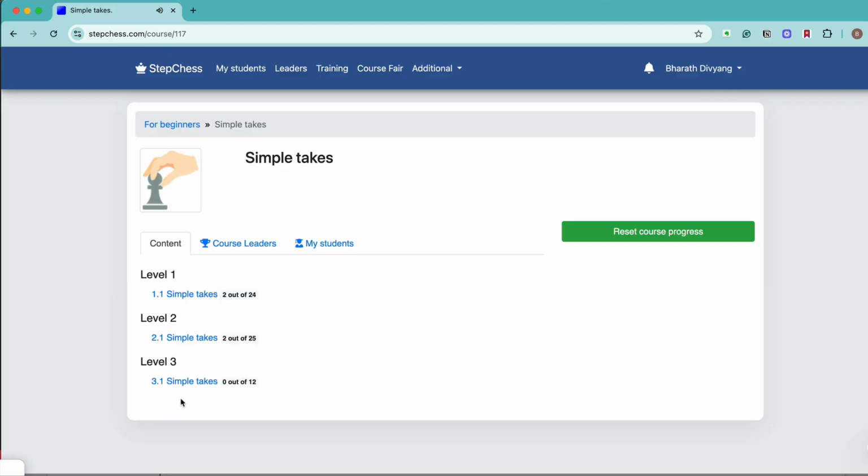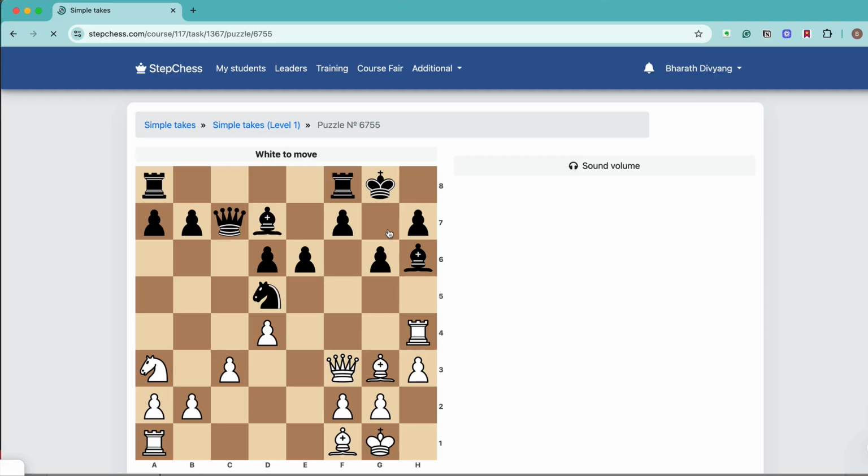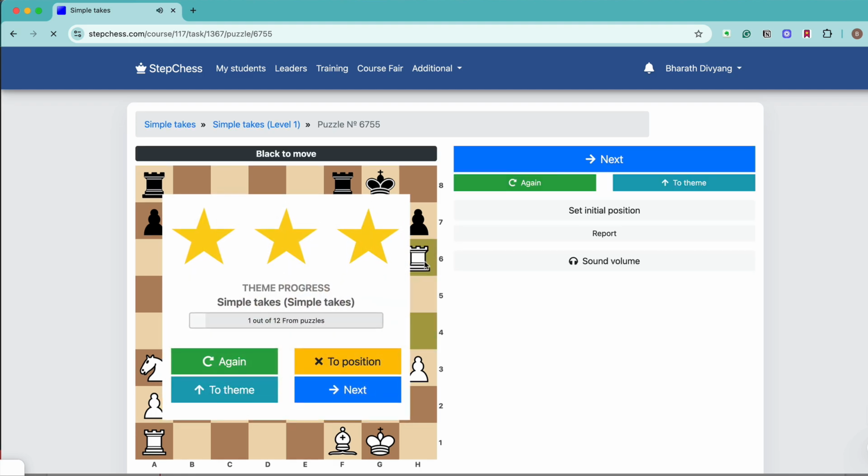So let's go back to simple takes. Let's look at level 3 and see if it makes life a little bit more complicated. So first thing is you've got to always observe the board and see which is the piece that can actually make sense. For instance, the free bishop here. So you get the idea.